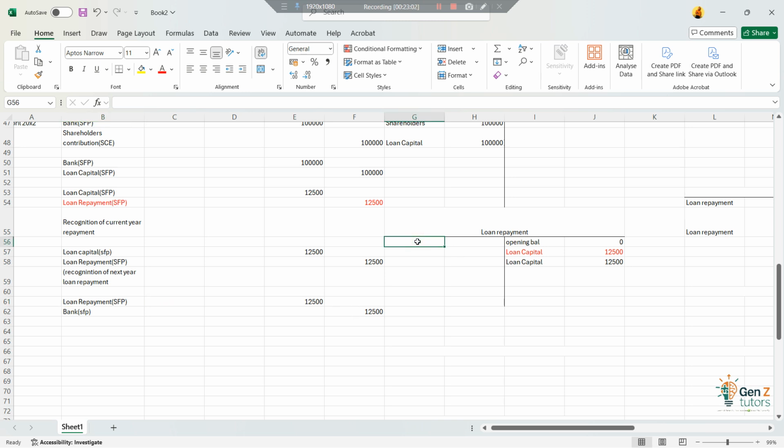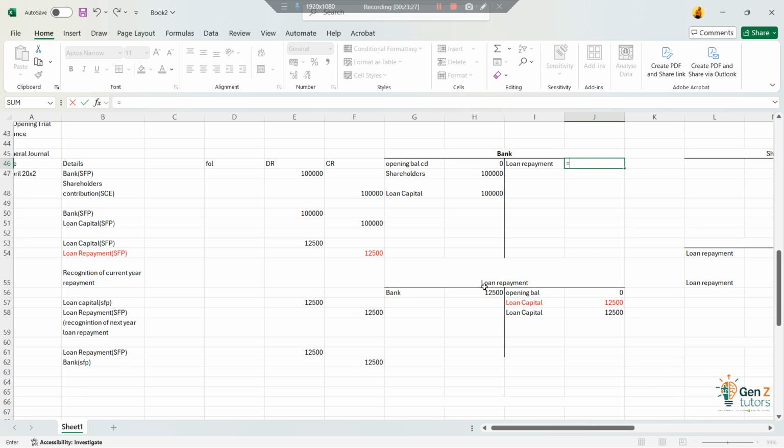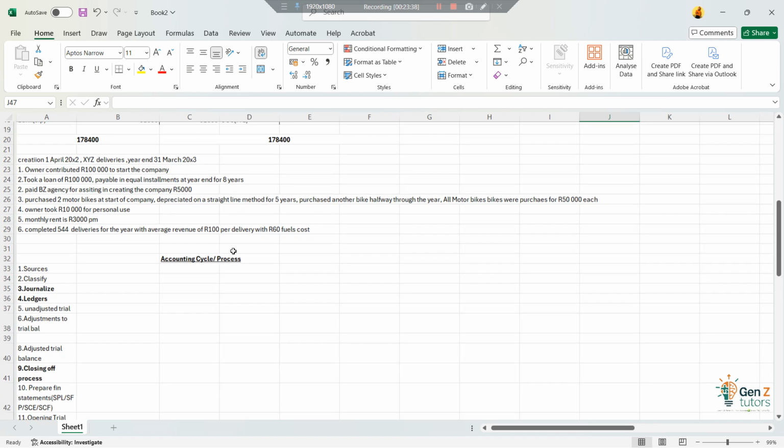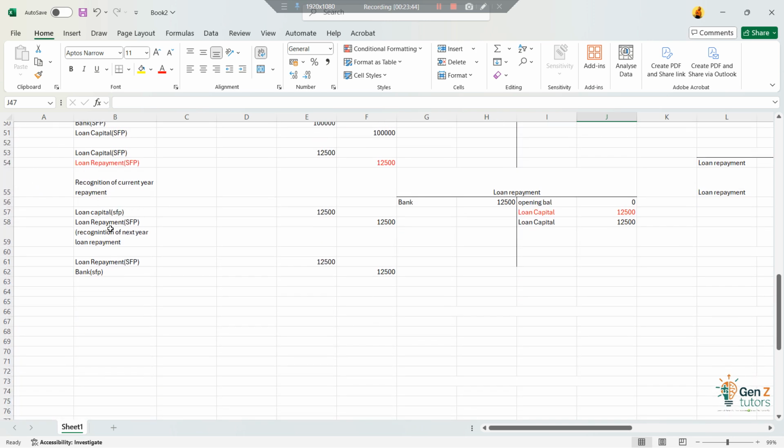From this particular point in time, okay, this cell is merged. Now at this point in time, we are good to go, right? We shall leave this as it is. And from here, what are we going to say? Afterwards, after we actually recognize the current liability of the loan for next year, we have to repay our loan. So when we're repaying our loan, we have a debit on our loan repayment of 12,500, right? Of 12,500 due to what?